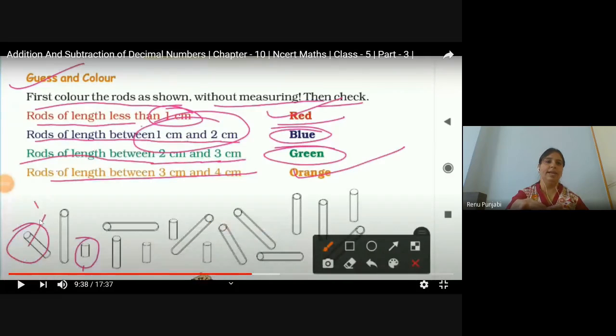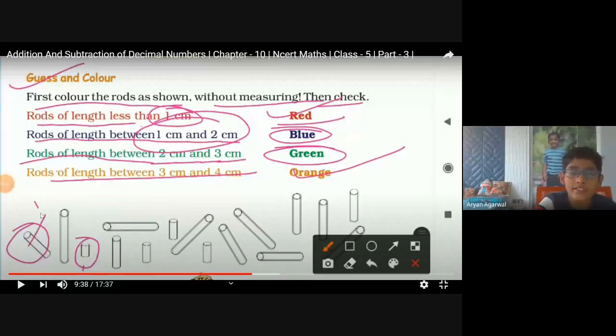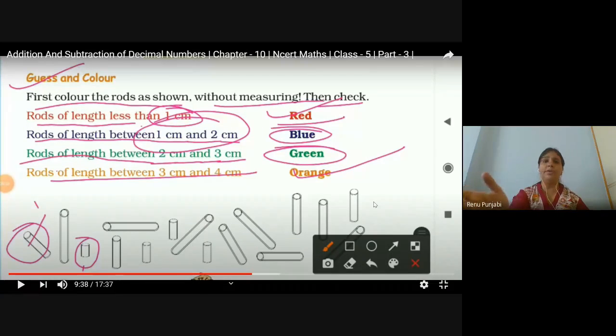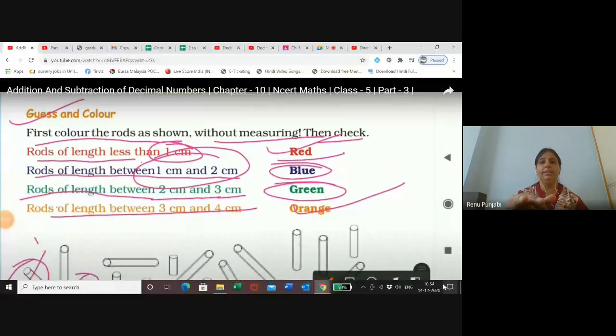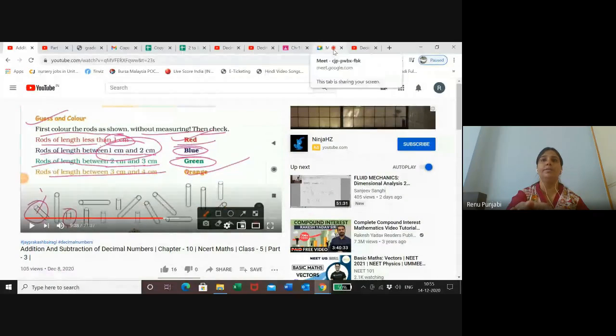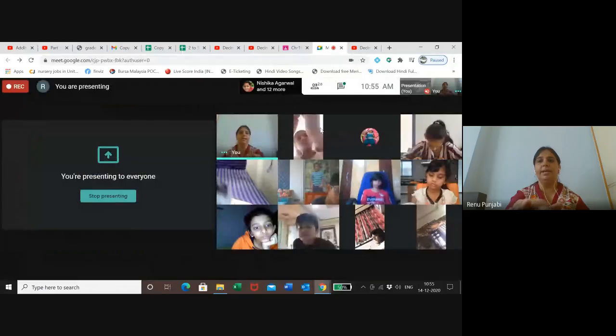Like this will be more than one. I didn't understand that two rods are less than 1 centimeter. It can be 2, it can be 3, it can be 4. तो जितनी भी 1 सेंटीमीटर से लेस है सबको रेड, जितनी भी 1 सेंटीमीटर और 2 सेंटीमीटर्स के बिटवीन में है वो ब्लू, जितनी भी 2 और 3 सेंटीमीटर्स के बिटवीन में है वो ग्रीन, एंड द अदर वन जो 3 और 4 सेंटीमीटर्स के बीच में है ऑरेंज. That is not countable, that only one will be there, it can be more than one. Am I clear to everyone?